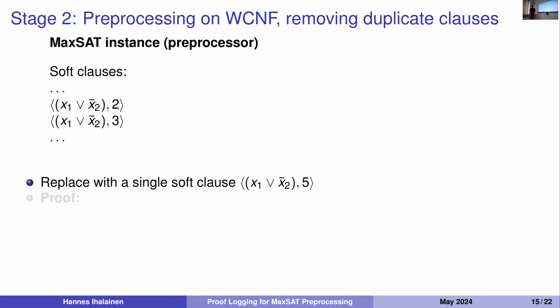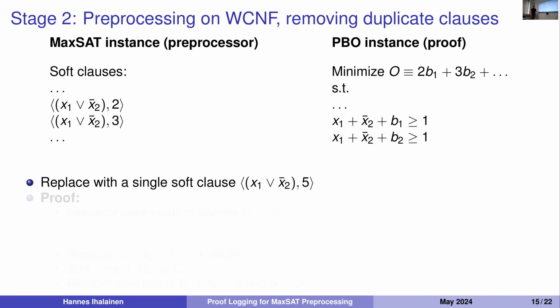So, preprocessing with soft clauses. Here's an example of a technique we are running. We remove duplicate clauses, and to make this interesting, we now have duplicate soft clauses. When we look at this, it's obvious that we can replace these two with one soft clause that has weight the sum of these two. But now if we look at what we have in the proof, we don't have duplicate constraints here because we added these new variables.